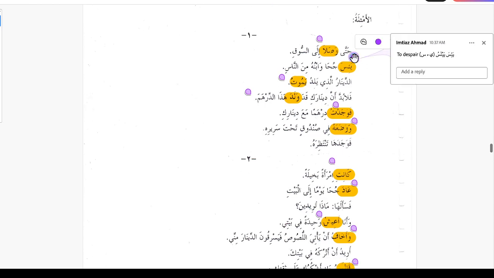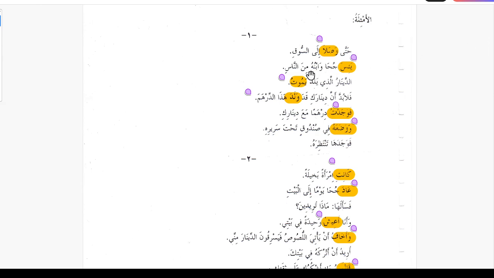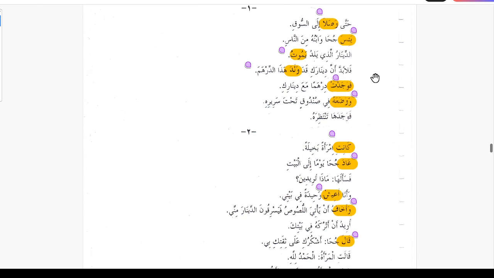The next one is yaisa juha wabnuhu minan nasi. So yaisa, ya'asu: the root letters of this verb are ya, hamza and sin, and it means to despair, to get disappointed. Juha and his son despaired of the people. Ad-dinaru allazi yalidu yamutu. The dinar, the one that gives birth, it dies.